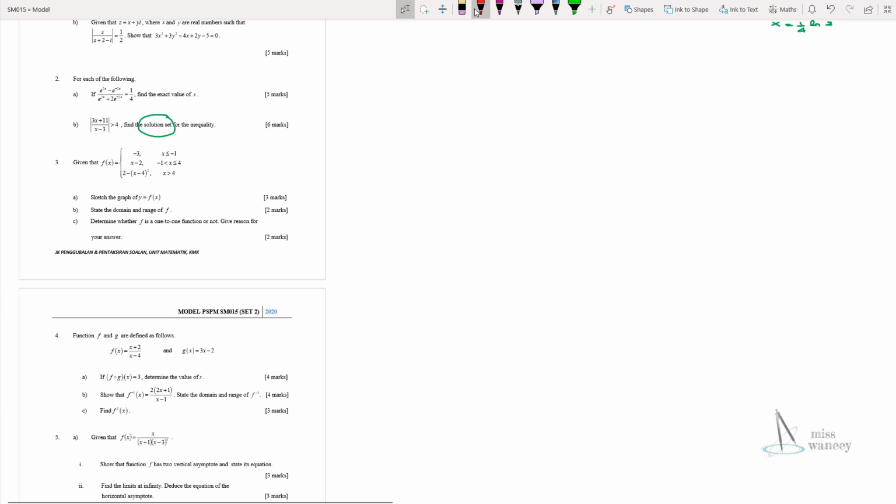Okay, so now let us do question number 3. Okay, so given that f(x) is equal to negative 3 for x less than or equal to negative 1, x minus 2 for x in between -1 and 4, 2 minus (x minus 4) squared for x greater than 4. Sketch the graph. Okay, so we need to sketch the graph. So I need to prepare the x and the y-axis.